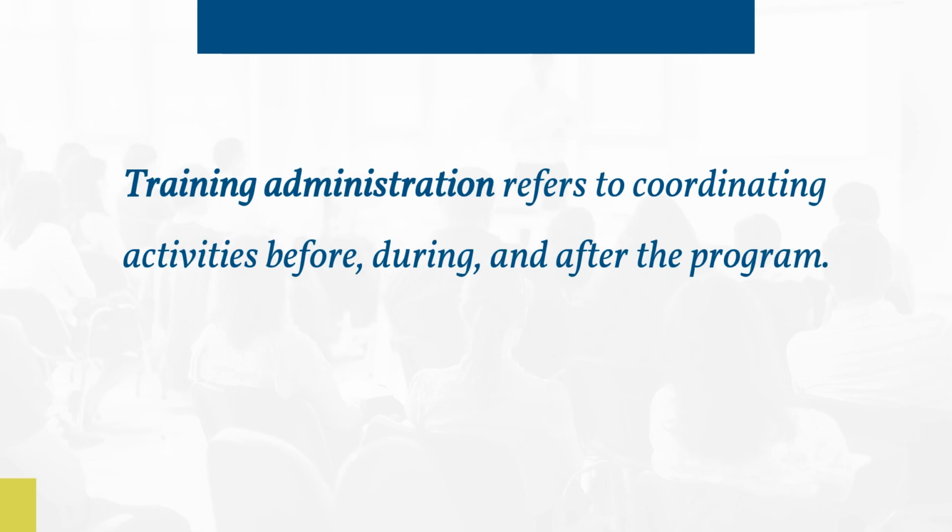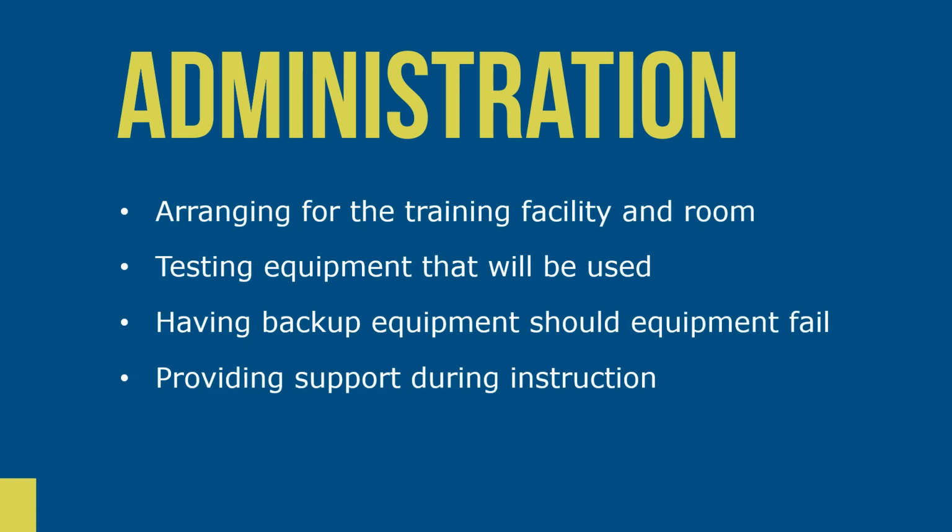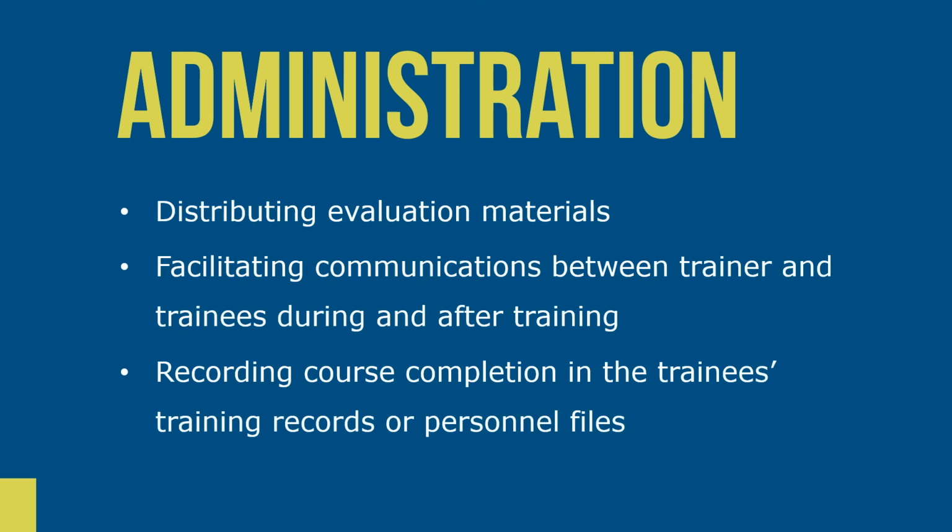Training administration refers to coordinating activities before, during, and after the program. Training administration involves communicating courses and programs, enrolling employees in courses, preparing and processing materials, preparing materials that will be used in instruction, arranging the facility and training room, testing the equipment that will be used, having backup equipment should equipment fail, and providing support during instruction. It further includes distributing evaluation materials, facilitating communications between trainer and trainees during and after training, and recording course completion in the trainees' training records or personnel files.